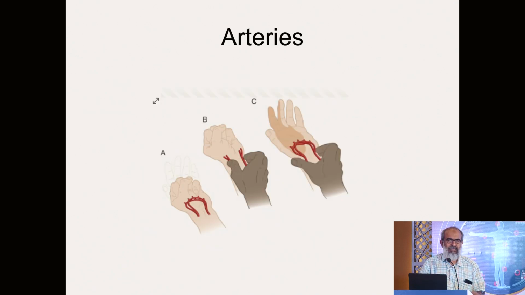Then this Allen's test, again not a very good test, but it is done to know the patency of the arteries. You make your fist and release. Then you compress. The original test actually compresses the radial artery and releases it, or you can do it for both radial and ulnar together also.